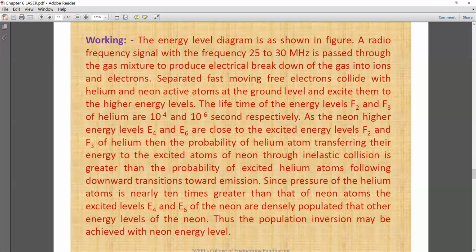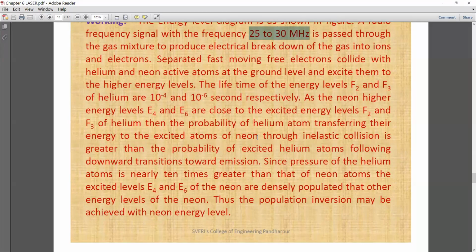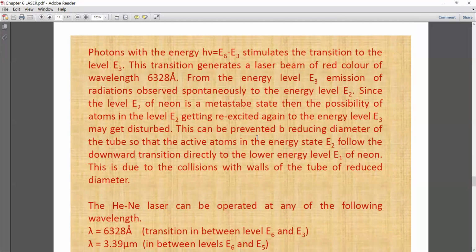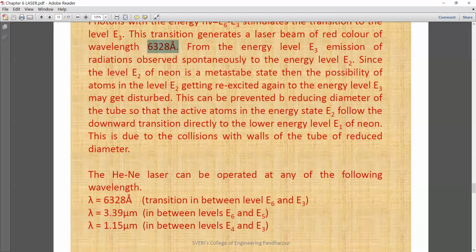Then next, if we consider the working, two things are there. The frequency we are using is 25 to 30 megahertz. Then with collision by free electrons, we are getting the excitation. Now when we consider the laser action, it is because of neon atoms. So they are the active centers. Because of neon we get a wavelength of 632 nm, and three wavelengths are obtained.